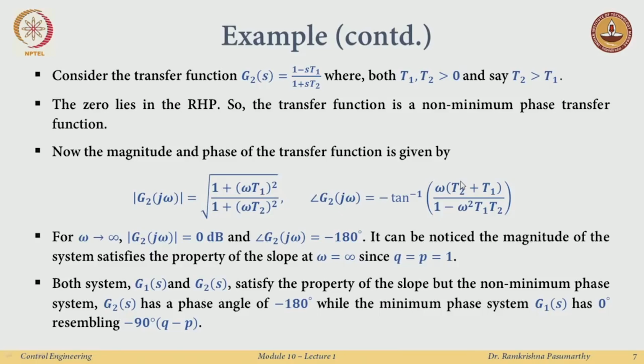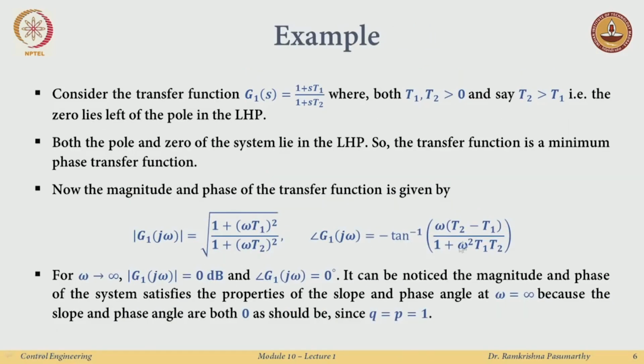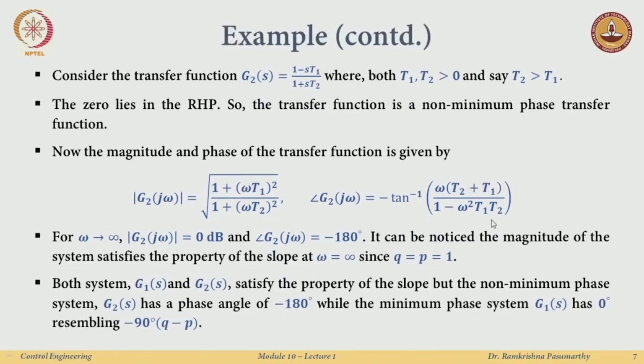Okay, let us go to the angle. Well, my angle now is negative of tan inverse omega (T2 plus T1) and so on. Slightly different, right. So, you have a T2 plus T1 here instead of a T2 minus T1. Now, if I compute the angle as omega goes to infinity, I can easily check that the angle goes to minus 180 and this angle is not equal to minus 90 times (q minus p).